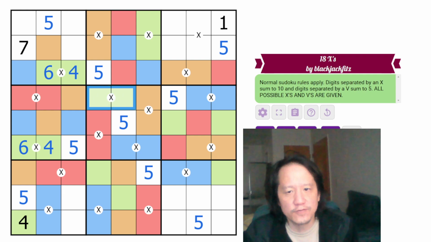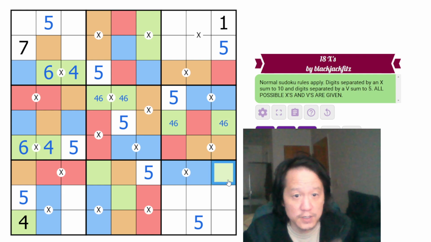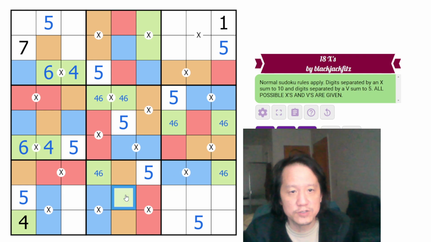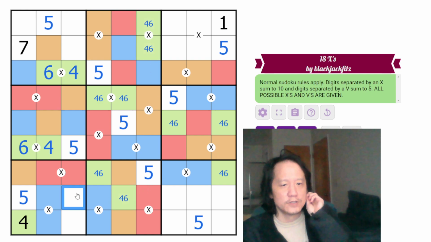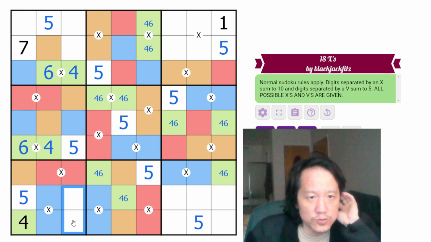Again, these are 4s and 6s. And this is a 4 and a 6. And this is a 4 or 6. This is 4, 6. This is 4, 6, 4, 6. We have a 4, 6 here. So one of these is green, one of these is orange.